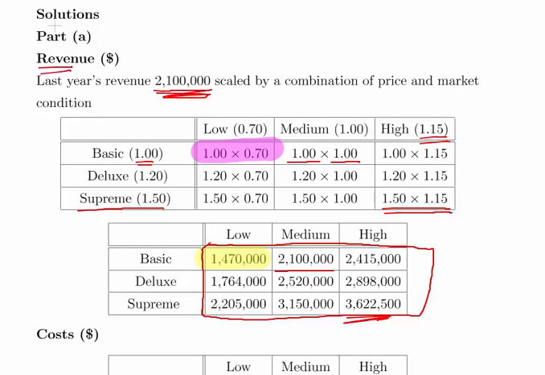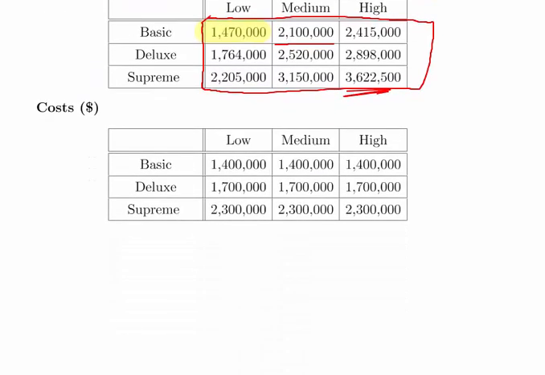Okay, but we also have to think of the costs. Now the costs is a bit more of a straightforward matter. So they are 1.4 million for basic, 1.7 million for deluxe, and 2.3 million for supreme. Now that's not really affected by the market conditions, because we don't know the market conditions in advance.